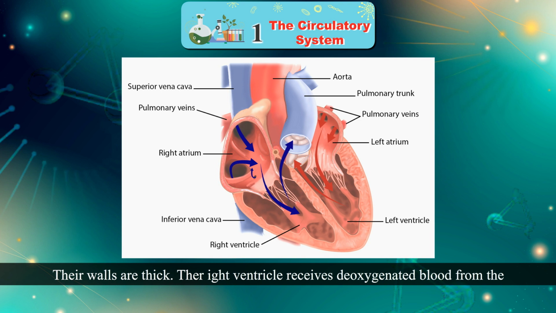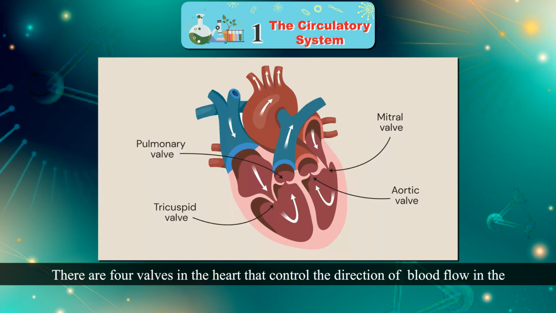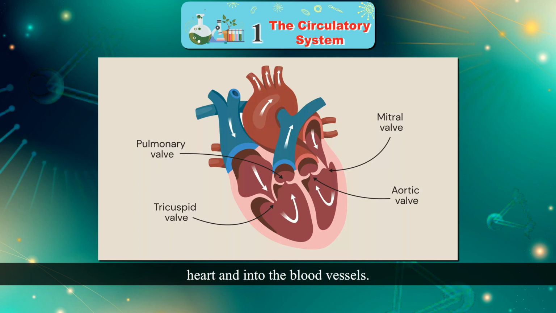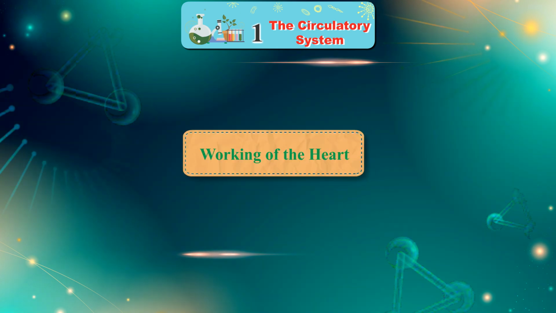Their walls are thick. The right ventricle receives deoxygenated blood from the right auricle and pumps it to the lungs for oxygenation. There are 4 valves in the heart that control the direction of blood flow in the heart and into the blood vessels. A fact: the left ventricle is the largest heart chamber.